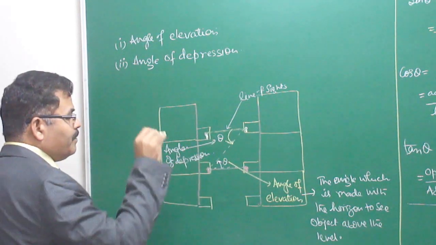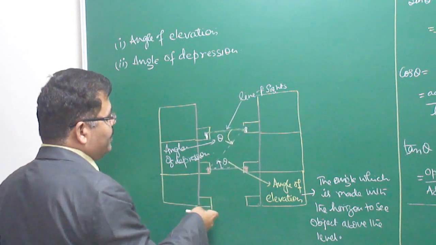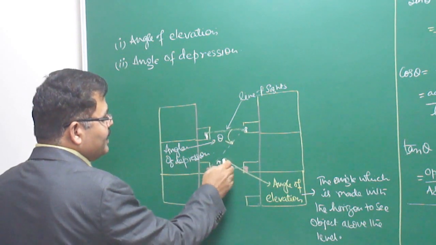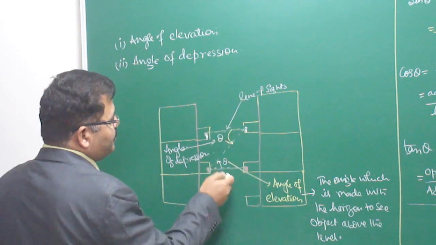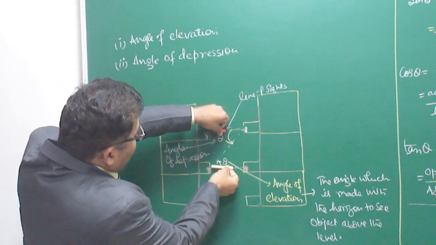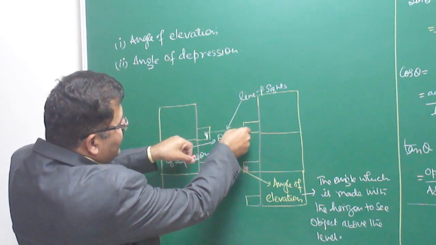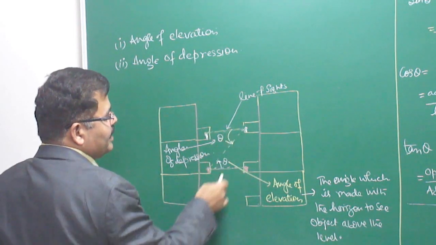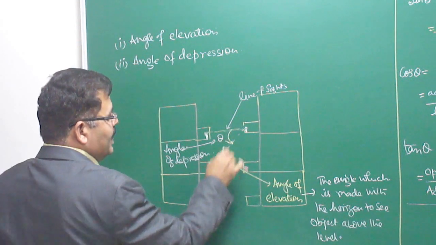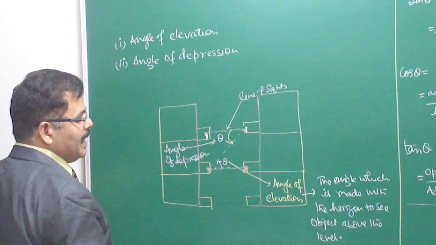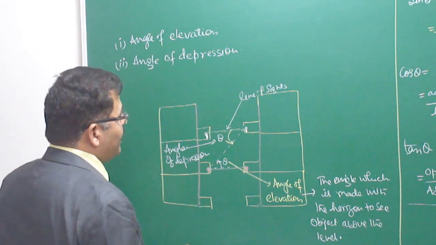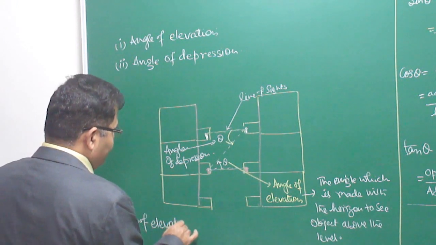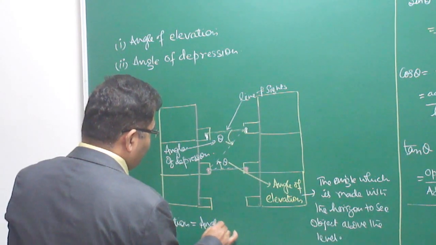After depression of this line of sight, this angle is made, and therefore it is called angle of depression. Geometrically you can analyze this: the two lines of sight are both parallel, and this is a transversal line. When two parallel lines are cut by a transversal, alternate interior angles are equal. So these two angles are equal, meaning in the practical sense angle of elevation is equal to angle of depression.